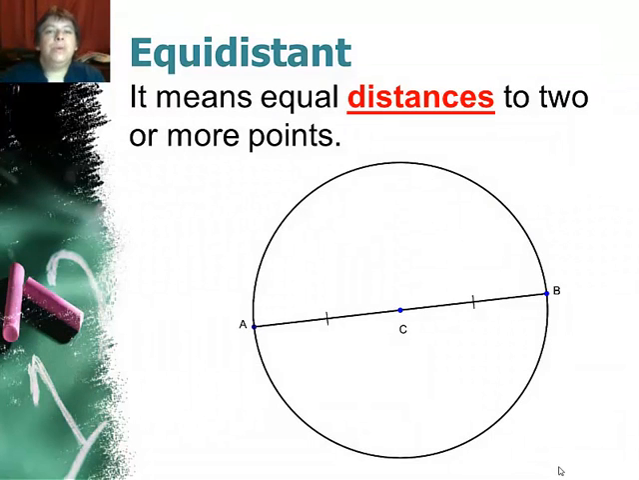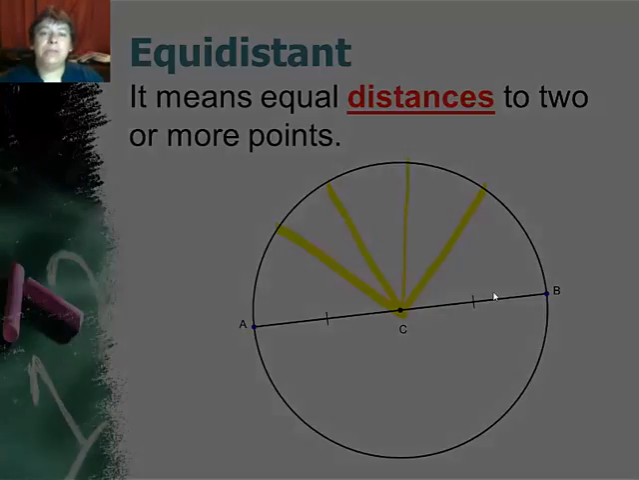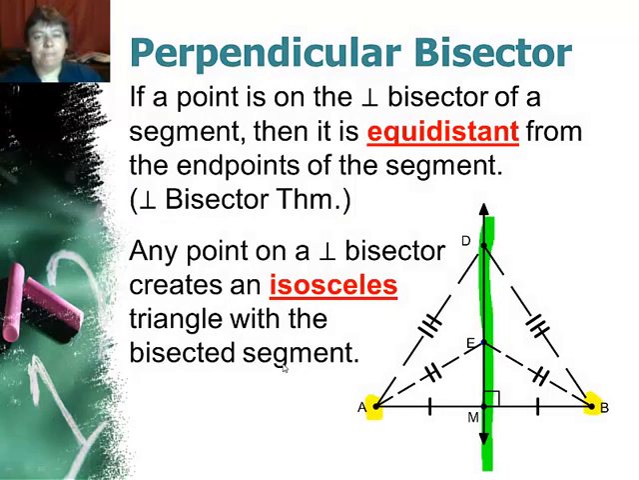Now, one of the words we will be using today is equidistance. It means equal distances to two or more points. So when I drew this circle here, you can see the center of the circle, and both of these segments, AC and CB, are equal lengths. The distance from A to C and B to C is the same. So all the points on this circle are equidistant to point C.